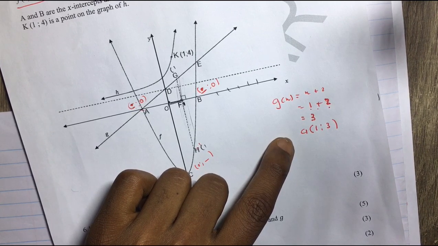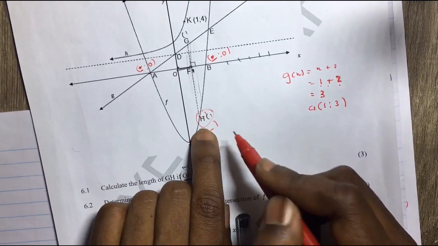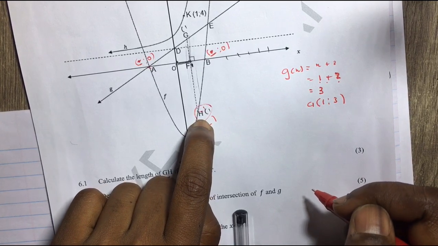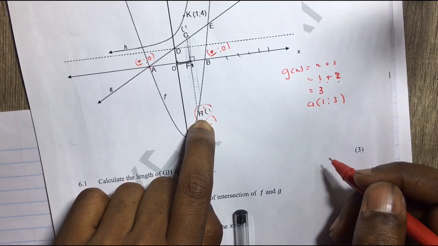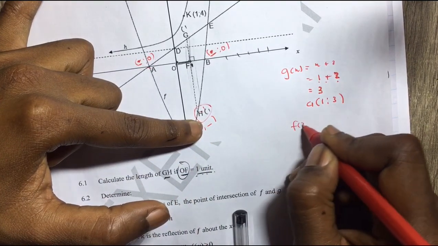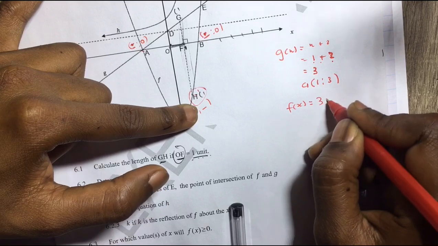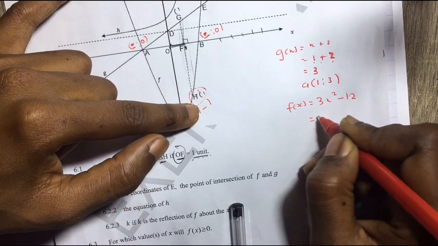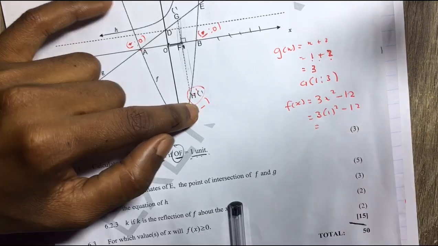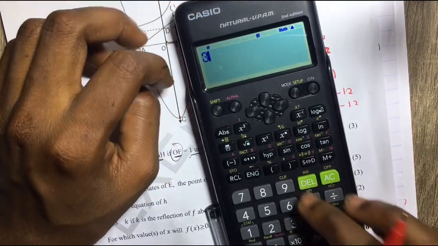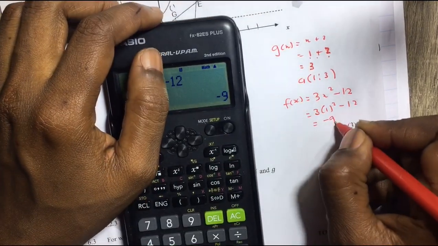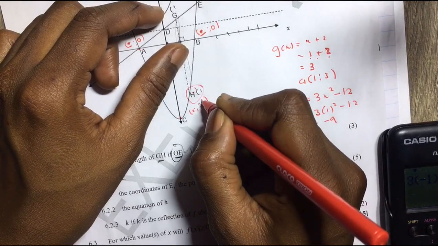And then if I'm looking for h of h, the point h, what's happening? H, f, the graph f, so I'm going to say f of h, it's 3x squared minus 12. So in the place of x squared, I'm going to write that one, and then I'm just going to put that one in the calculator. It's minus 9. Can you all see? So this one is minus 9.